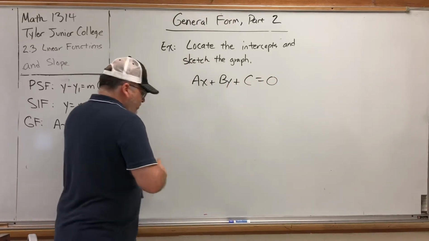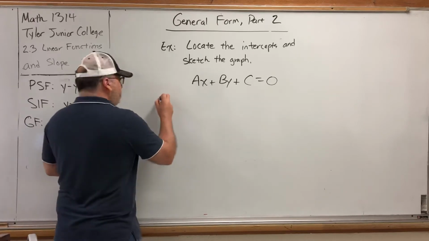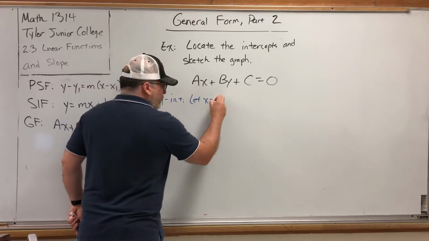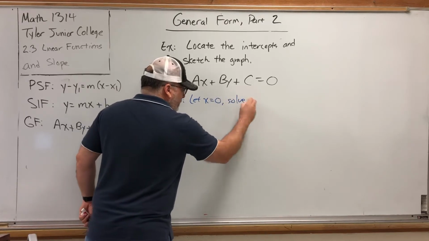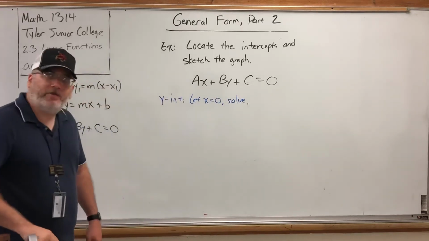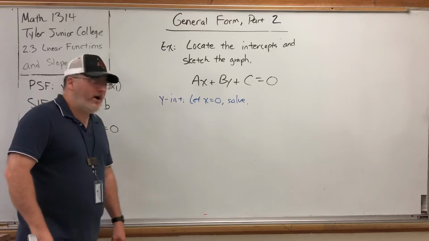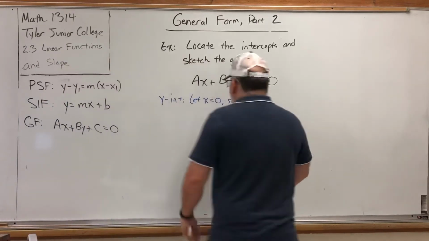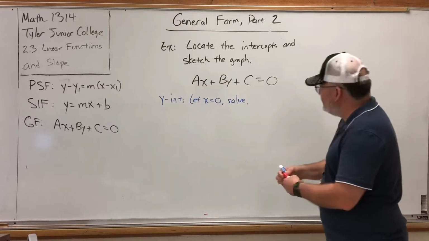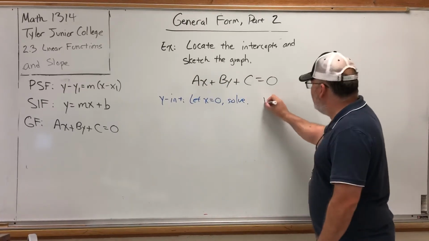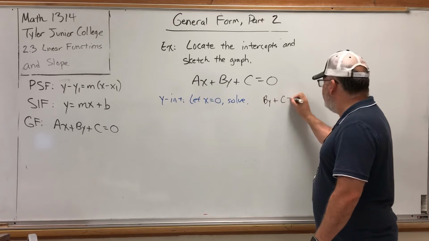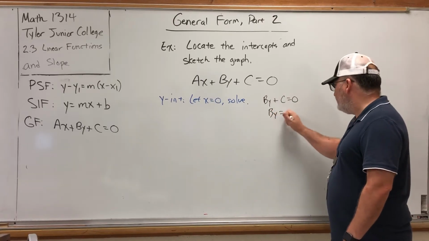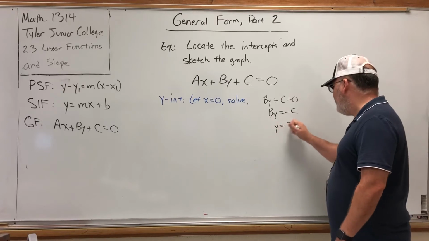To find the y-intercept, you let x equal 0 and solve. I'm going to sound like a broken record by the end of this series, but that's how you find the y-intercept. Well, if we let x equal 0, then the first term vanishes, and that leaves us by plus c equals 0. This is pretty easy to solve. Move the c over to get by equals -c, and then divide both sides by b.